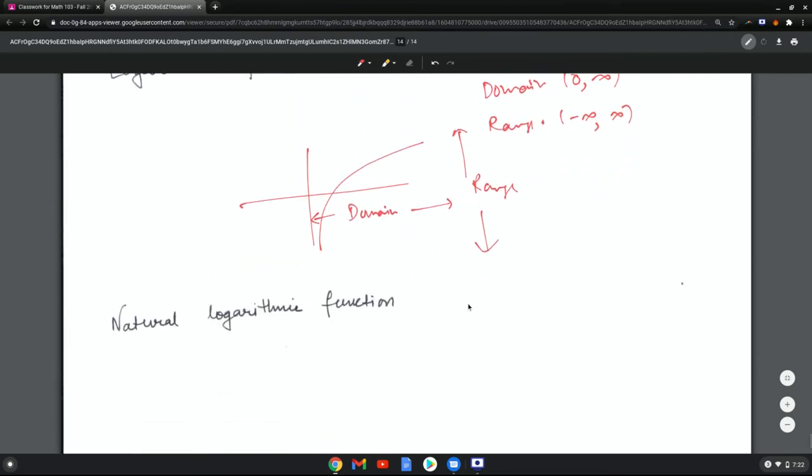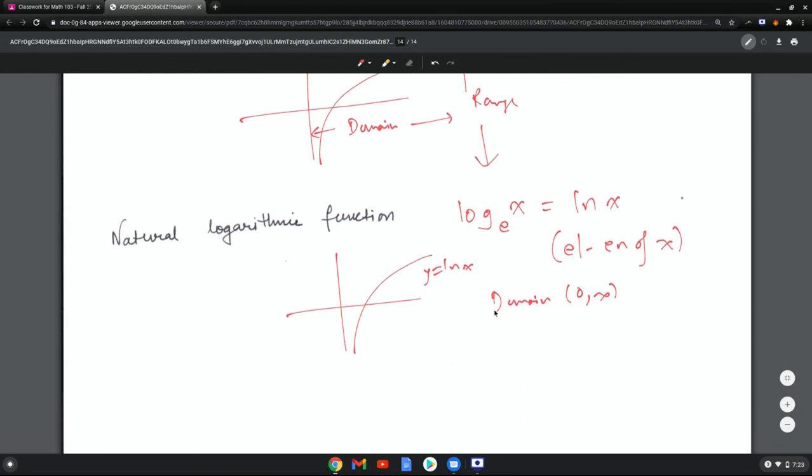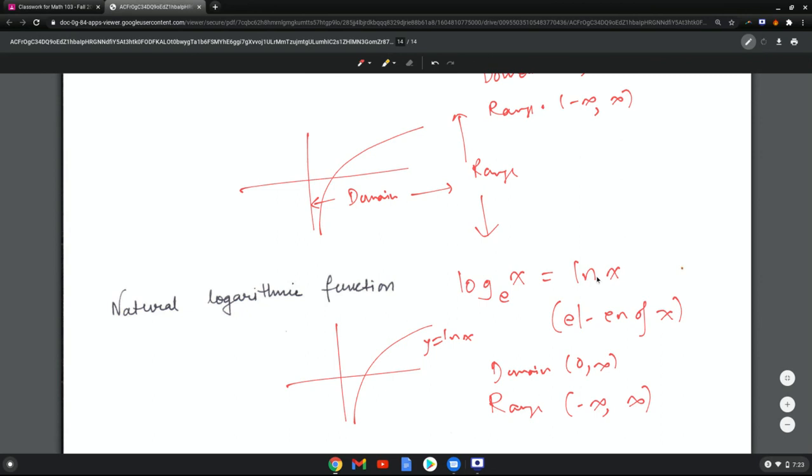Now just like you have the natural exponential function, there's something called the natural logarithmic function. If I have log base e of x, then this is written as, pronounced as ln of x. It's just a notation thing. If you see ln x, it just means that the base is e. So nothing changes, it's still a logarithmic function, which means that its domain is still 0 to infinity, and its range is still negative infinity to infinity. Okay, so that's the end of this particular topic, which is exponential function.